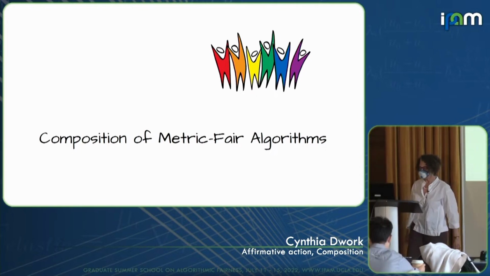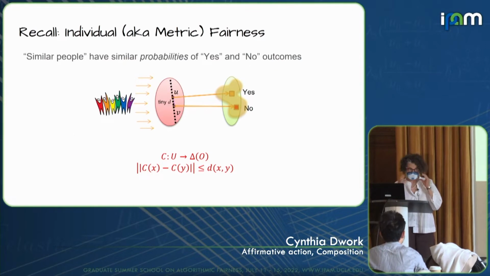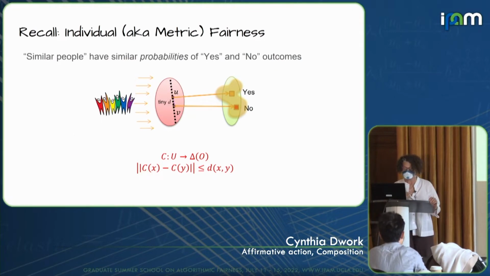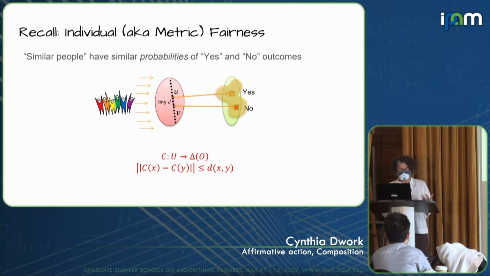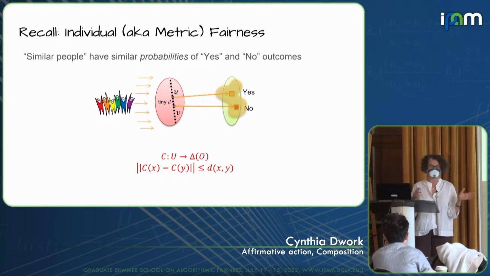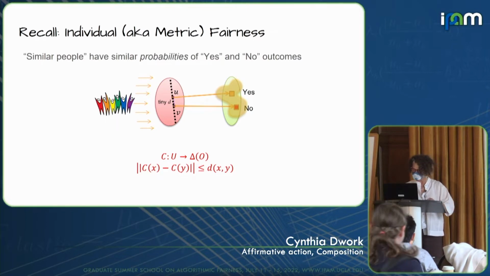So yesterday we spent a lot of time talking about metric fair algorithms, but in case you forget the definition, remember that the goal is that similar people should have similar probability distributions on outcomes. So we have a metric, and we need that the distribution on outcomes for individuals x and y has distance at most d(x,y). Okay.